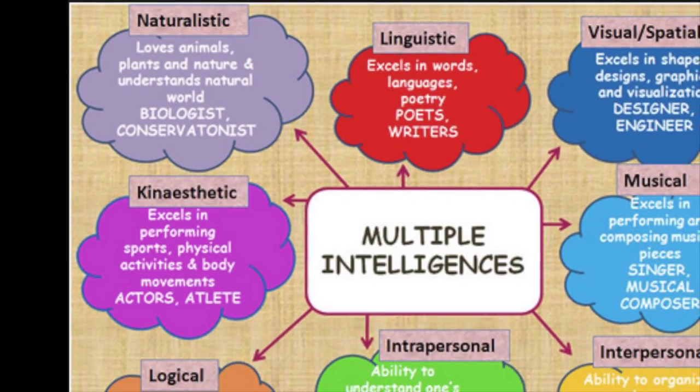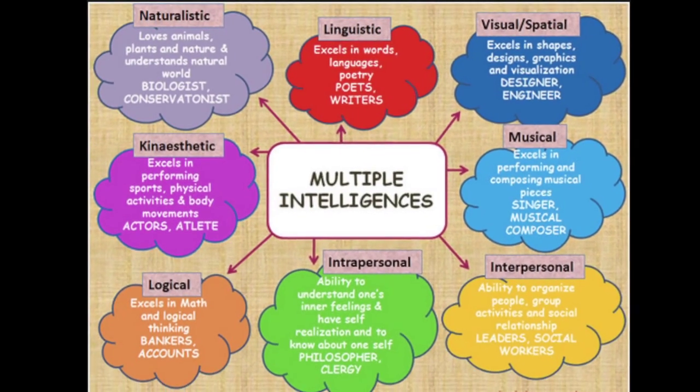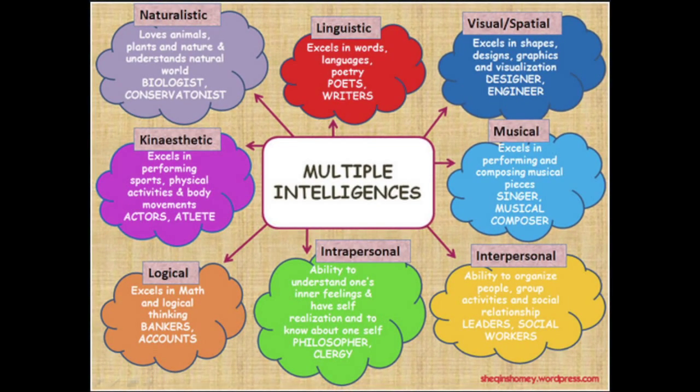Gardner's theory of multiple intelligences is broken into 8 categories as well: naturalistic, linguistic, visual and spatial, musical, kinesthetic, logical, interpersonal, and intrapersonal.